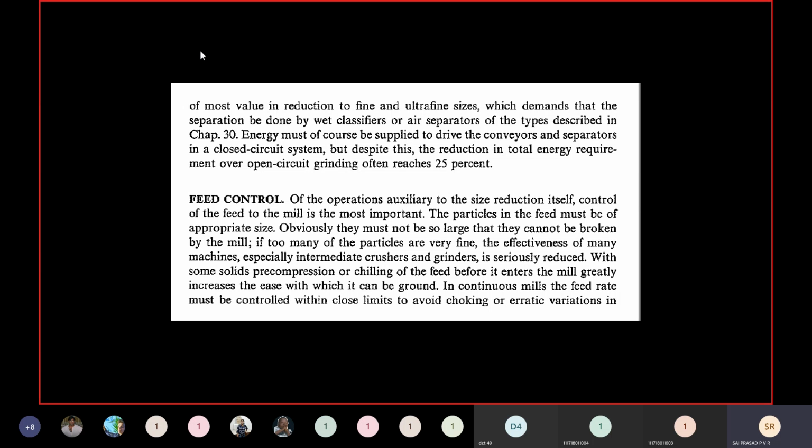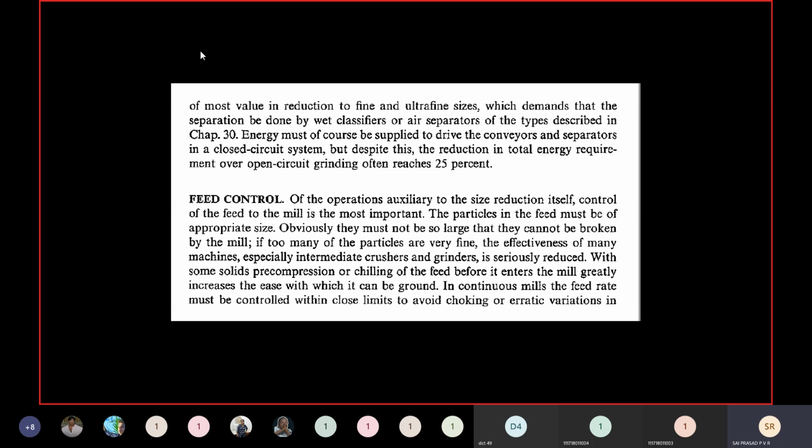That is important, because we have a ceiling. For example, in a Blake type of jaw crusher, unless the particle passes through the given opening, it will not pass through it. It will stay outside only. So a limitation is there. That is important. Then obviously the particles must not be so large that they cannot be broken by the mill.